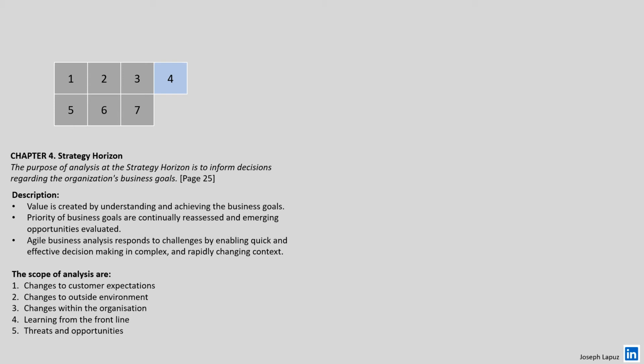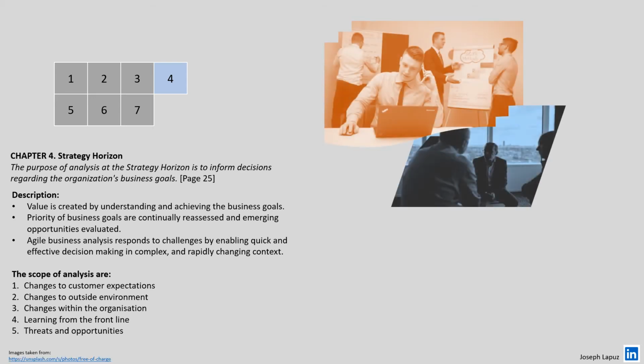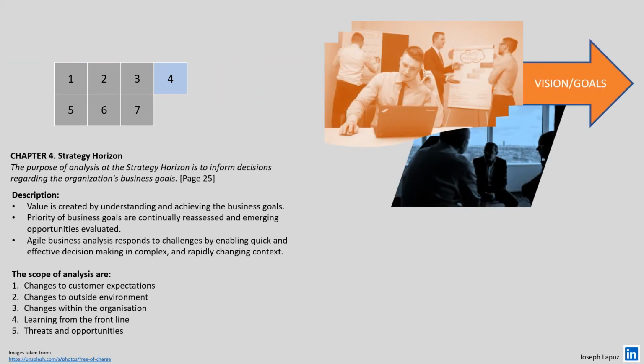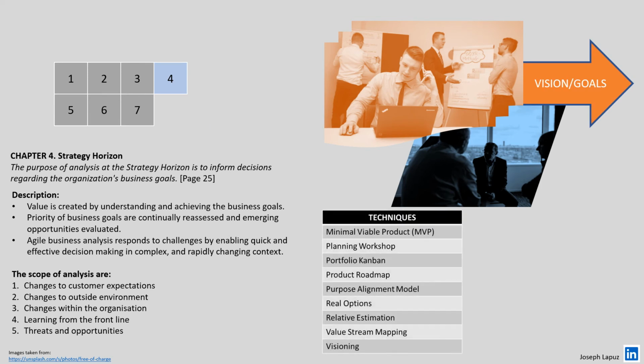Chapter 4. Strategy Horizon. The purpose of analysis at the strategy horizon is to inform decisions regarding the organization's business goals. Value is created by understanding and achieving the business goals. Priority of business goals is continually reassessed and emerging opportunities evaluated. Agile business analysis responds to challenges by enabling quick and effective decision-making in a complex and rapidly changing context.